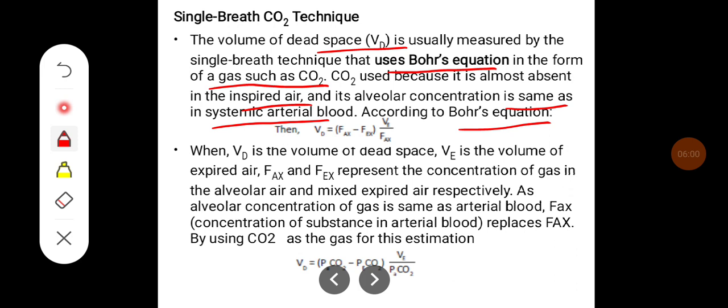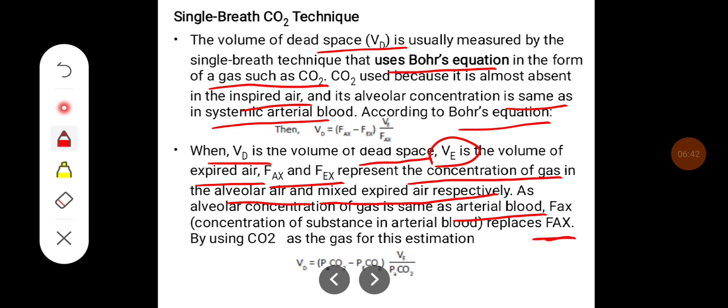that is, alveolar concentration and expiratory concentration of the gas, into ventilation, divided by the concentration of that particular gas in the alveoli. So here VD is the volume of the dead space, VE is the volume of the expired air, FAX and FEX represent concentration of gas in the alveolar air and mixed expired air respectively. As the alveolar concentration of gas is the same as arterial blood, FAX replaces FAX.